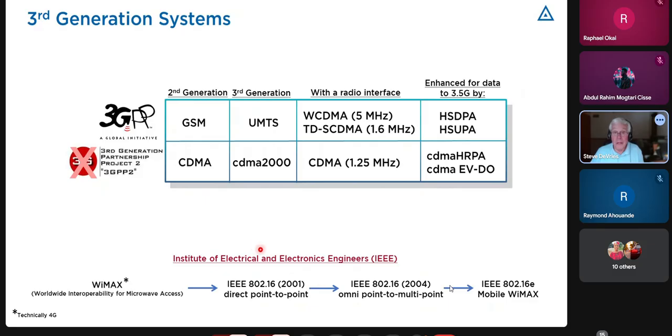There was another network out there that was written by the IEEE, and that was called WiMAX. Again, we don't have to go into that, but WiMAX was just another technology. So at this point in time, there were basically three different 3G technologies. The one that dominated was GSM, and ultimately these others all went away. This went away, this went away.